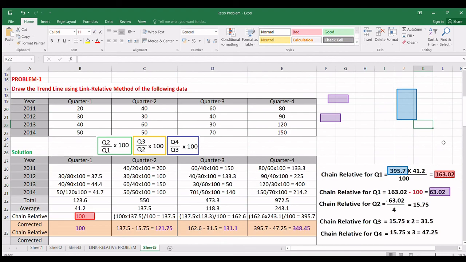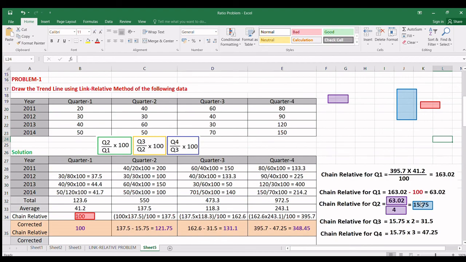Now this 63.02 is a consolidated value for all the quarters. I want it for the individual quarters. For quarter 2, I'm going to divide this 63.02 by 4, because this value is for all the quarters, meaning 4 quarters. So divided by 4, the value I got here is 15.75. Now this is a value for quarter 2. This is the correction I have to make in quarter 2, right?